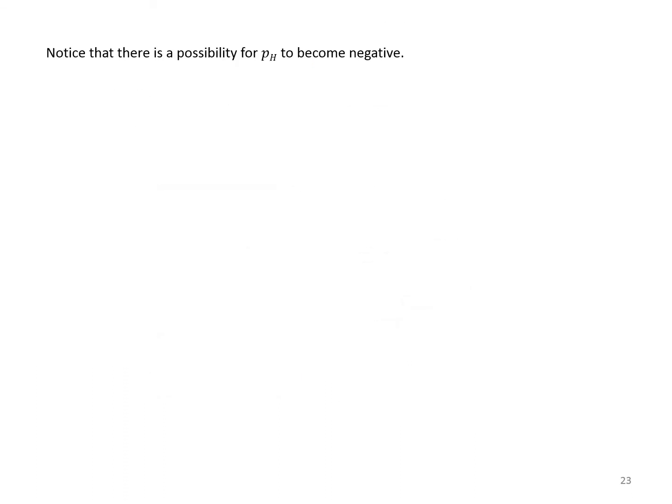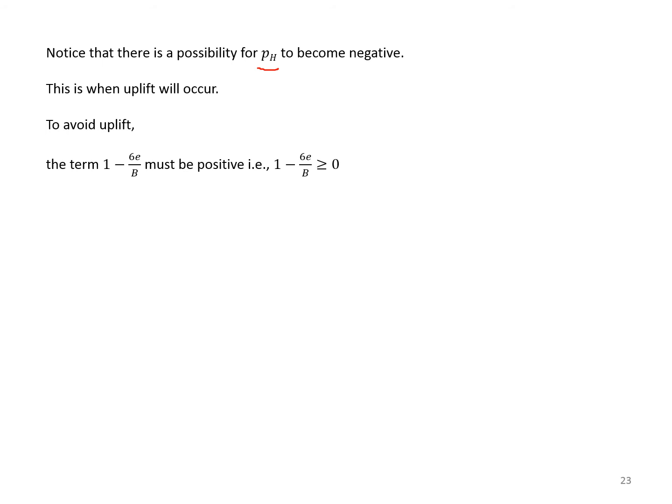Notice that there is a possibility for the heel pressure to become negative. Why? That happens when 1 minus 6e over b becomes smaller than 0. If a negative pressure happens, then an uplift will happen. To avoid the uplift, therefore, 1 minus 6e over b must be positive. In other words, 1 minus 6e over b has to be larger than 0. Using that equation, we notice that the eccentricity therefore must be smaller than b over 6. So if the eccentricity is smaller than b over 6, we will have no uplift.